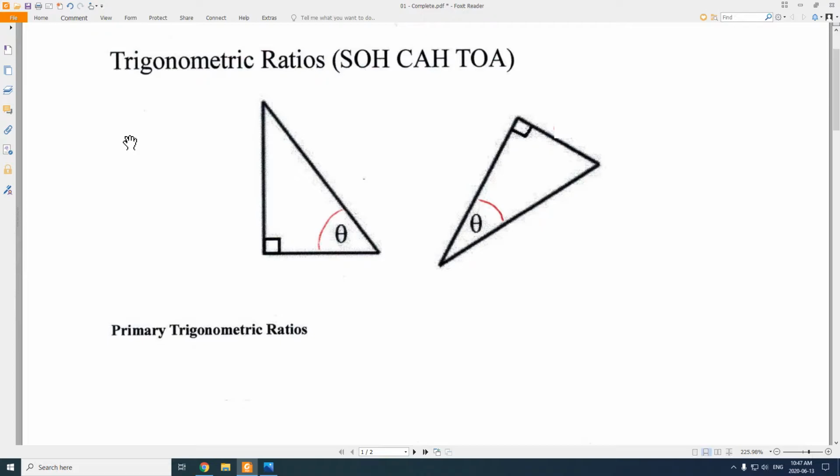Today what we're looking at is some other relationships in only right angle triangles. So other relationships in right angle triangles, but this time involving the angle as well. And these are called the trigonometric ratios.